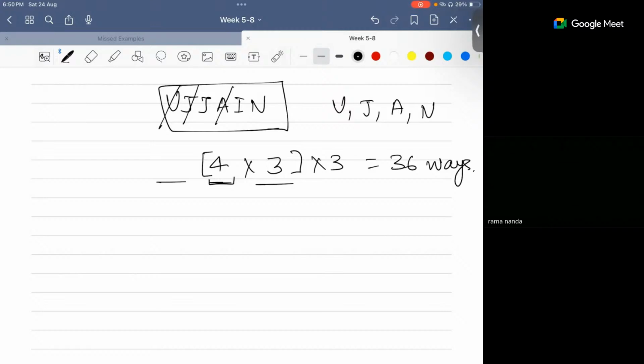I guess, see, if you have Ujjain, right, and I can come at any place, and then out of these four letters, I guess this should be the correct answer. So whatever he said, I guess that is correct.